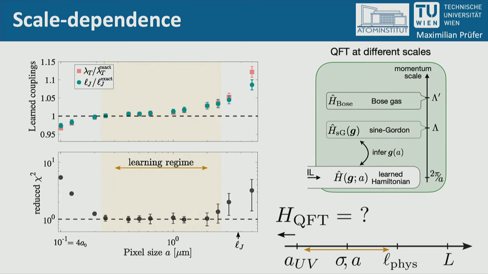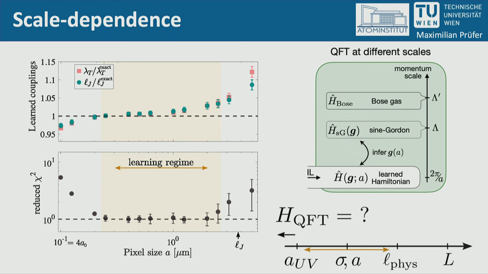So in the upper plot, what you see are the learned couplings of our effective field theory, and they are normalized to the values that we know, because now it's numerics, so we know the values, so we can normalize to our expectation. And in the lower graph, this is what we call reduced chi-squared. This is telling us how well this variational finding of the optimal parameters worked, okay? And both these quantities we plot as a function of the pixel size, so the coarse graining size.